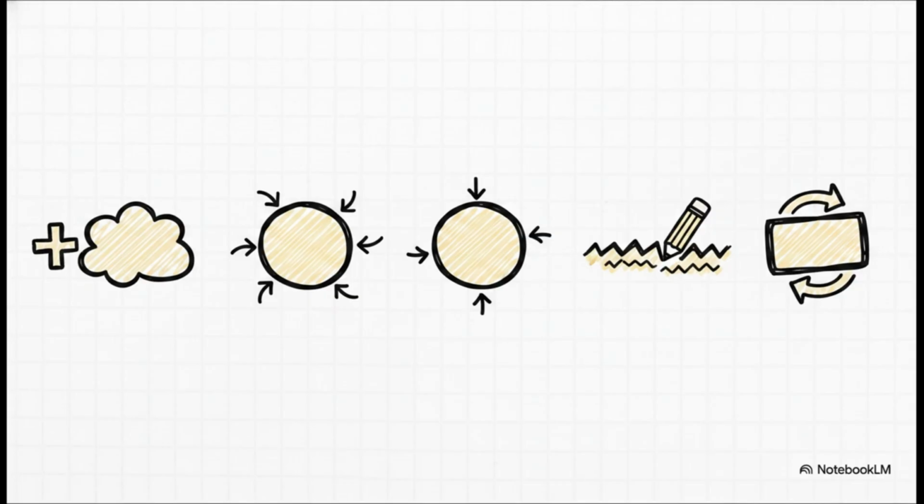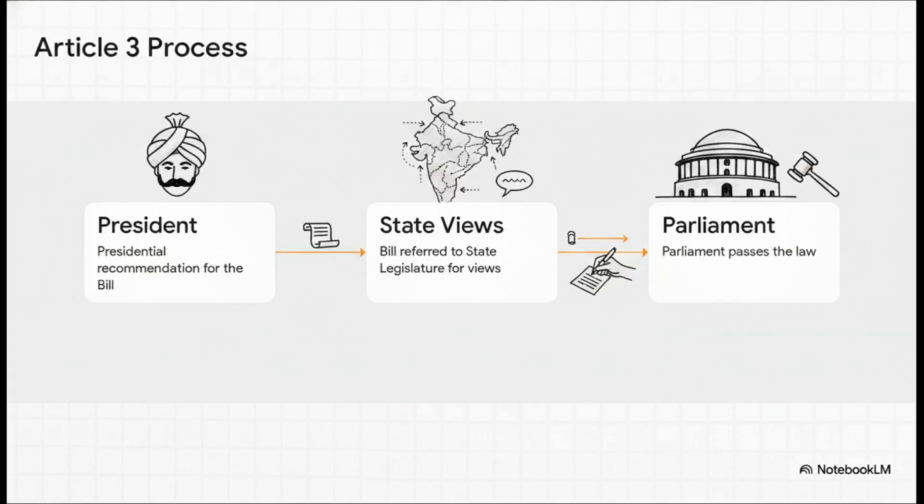Under Article 3, Parliament can redraw our internal map using 5 specific powers. They can form a new state, increase a state's area, diminish its area, alter its boundaries, or alter its name. You absolutely must remember these 5 exact actions. They form the basis of so many recent statement-based questions in the mocks. Of course, Parliament can't just wake up one morning and randomly change a border without a process.